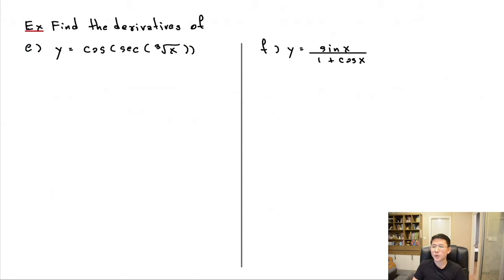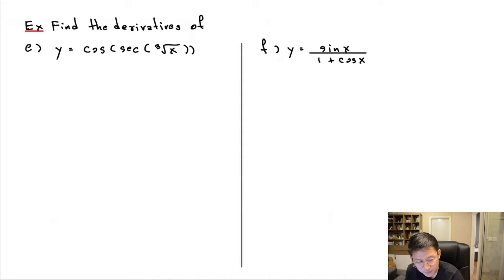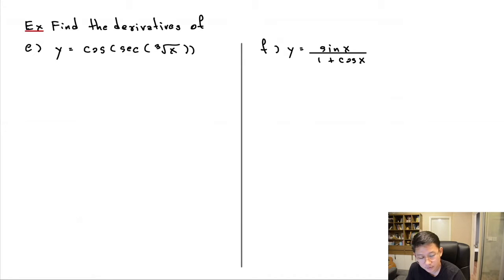The next question: y equals cos of sec of square root of x. No, the cubic root of x. It seems to be quite long. So how about I put another page here, and then I just remove this to the next page. So I'll move it here, and move it to the next page, and delete this.